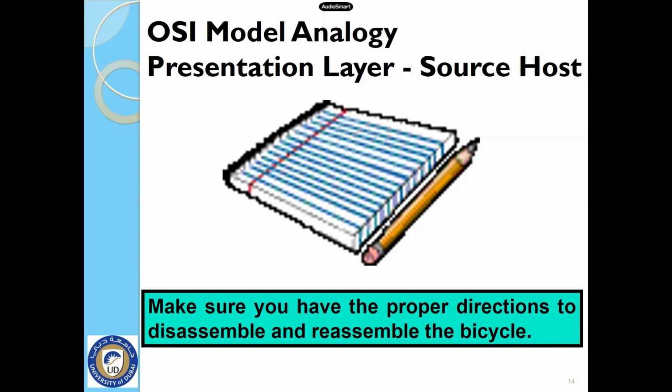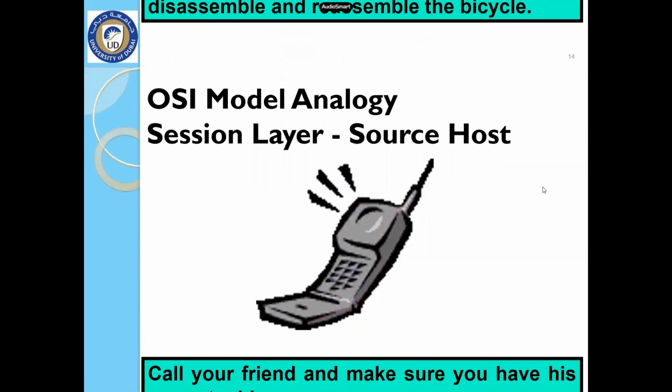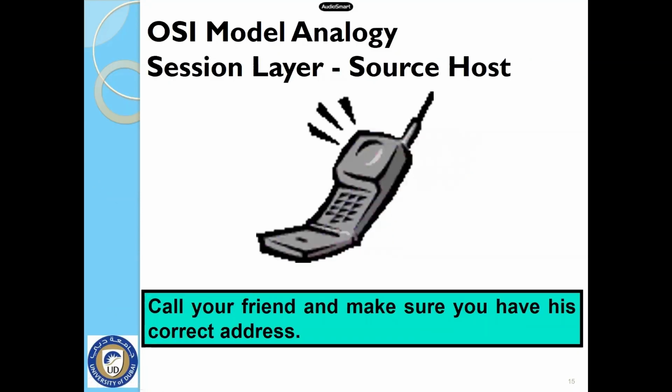All right, so let's go back to the presentation layer. Then you look for a manual, so you look for the proper directions to disassemble and reassemble the bicycle. This is pretty much like encryption or compression. That's in the data domain, but in the physical, real-life domain, it's like you look for a manual to disassemble the bike. Now, session layer: you talk to your friend in the UK and make sure that you have the correct address. So this is like a logical kind of communication.